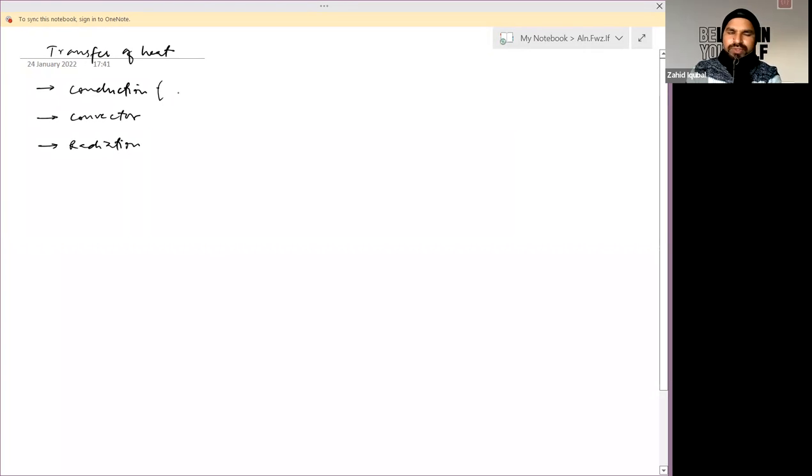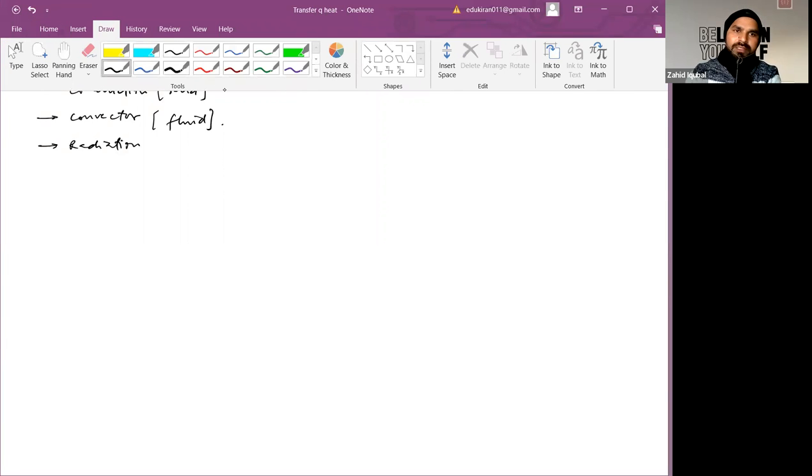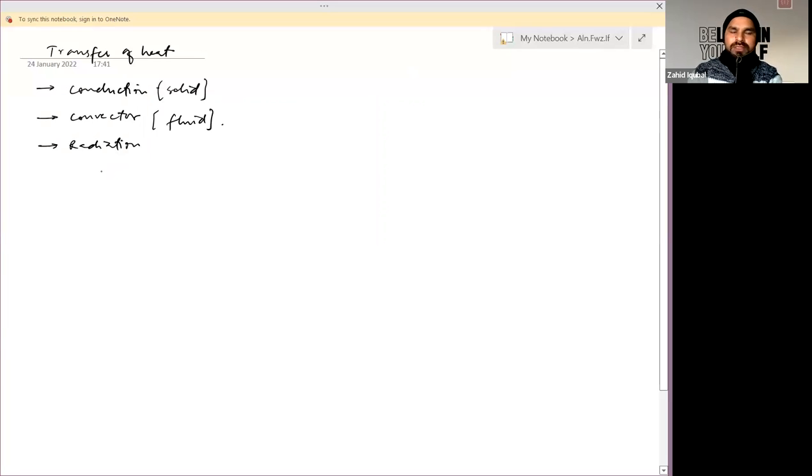Conduction is transfer of heat through any solid material. Convection is heating of fluid. And radiation, if there is no requirement of any medium for propagation, just like electromagnetic wave, is called radiation. So this second part, convection, is deleted from your syllabus. So we're left with only two parts, that is conduction and radiation.